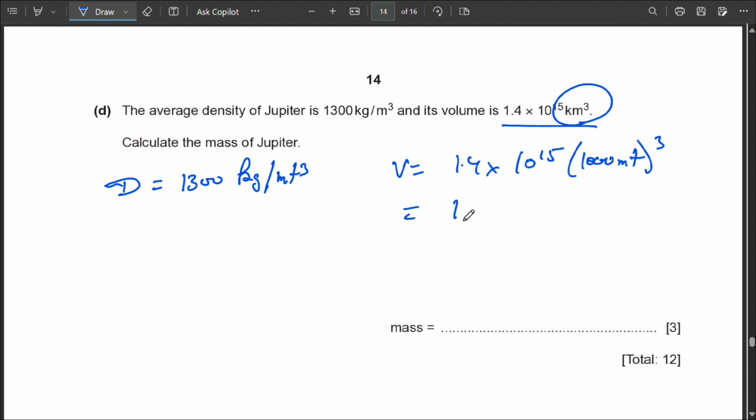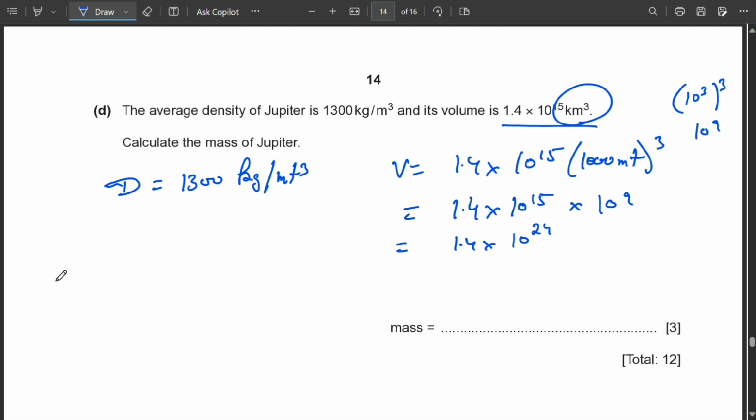So basically this will be 1.4 into 10 to the power 15 into, 1000 is actually 10 to the power 3, and then whole cube. So this is 10 to the power 9. So which is 1.4 into 10 to the power, now what is 15 plus 9? Just a second, I think my system is hanging. So yeah, 15 plus 9 is 24.